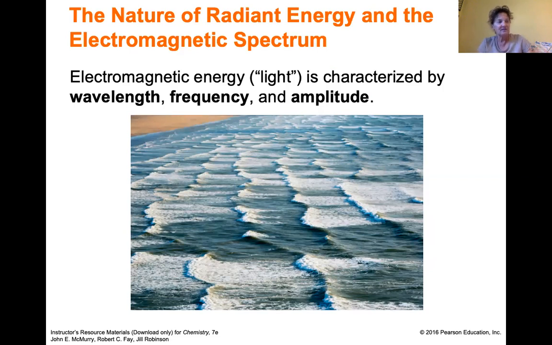Some of you may have seen this in physics. Some of you may have seen it in chemistry. And if you've never seen it, we just need a little bit of an understanding. So electromagnetic radiation is characterized by its wavelength, its frequency, and its amplitude.